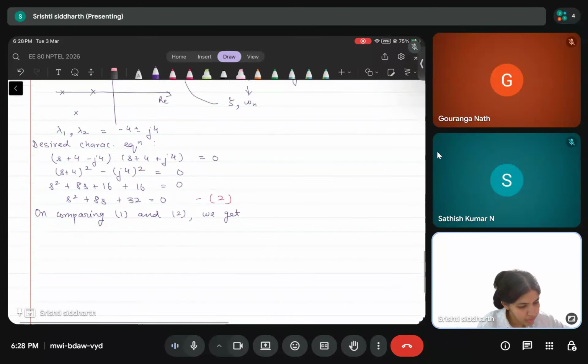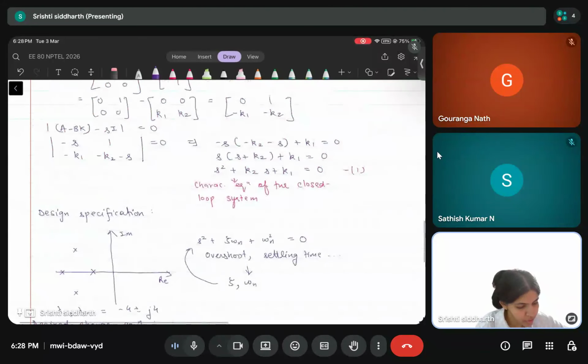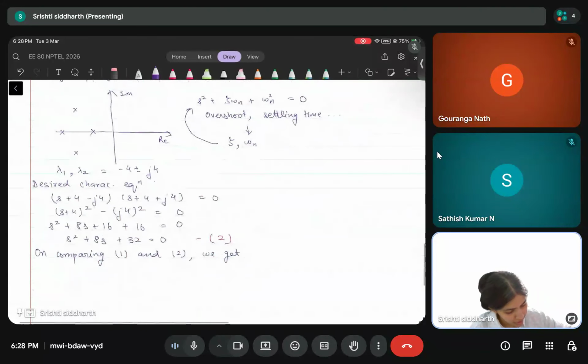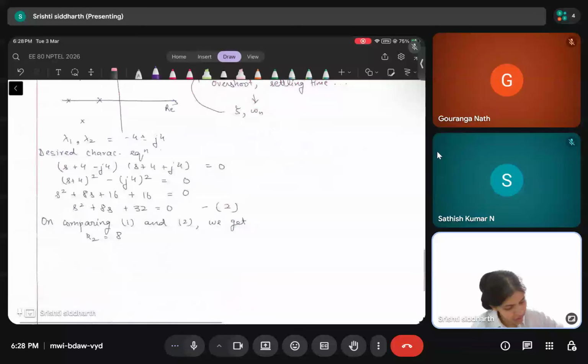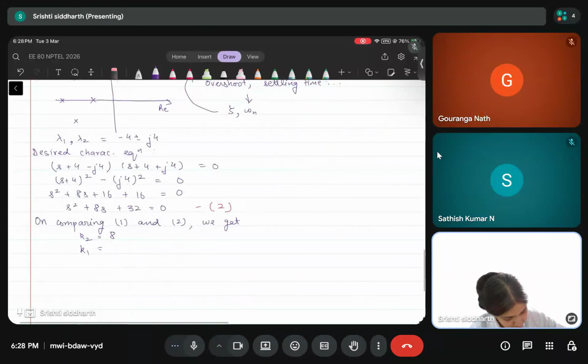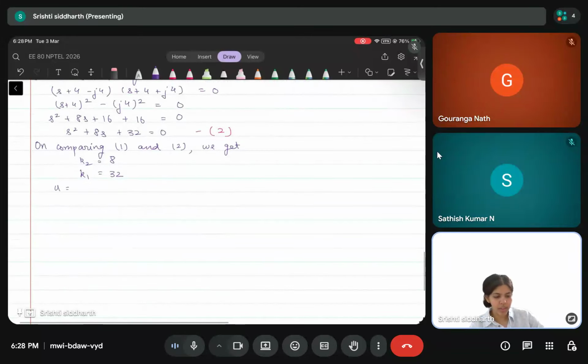Let's see. S square has coefficient 1. Then K2 is 8 and K1 is 32. So the feedback control law, which is linear in the state, is going to be minus 32, 8 times X1, X2. This is K.